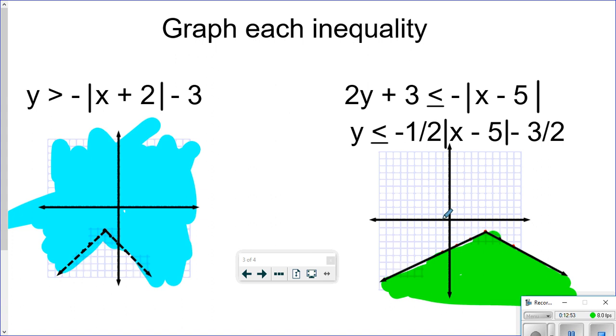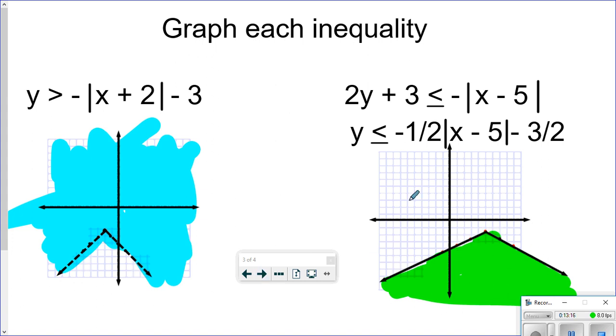I chose my test point of 0, 0, and I was told that 0 is less than a negative number, and that is not true. So because that is not true, it doesn't make that inequality true, which means I shade away from the point 0, 0, which is everything inside or below the absolute value lines there.